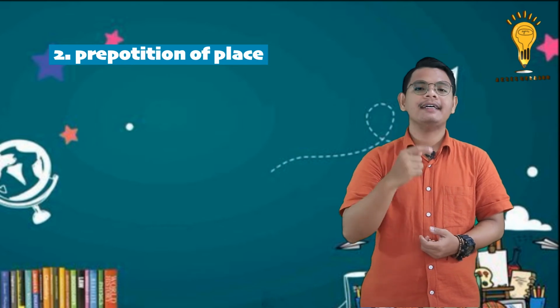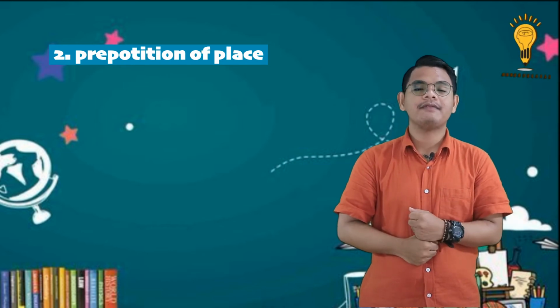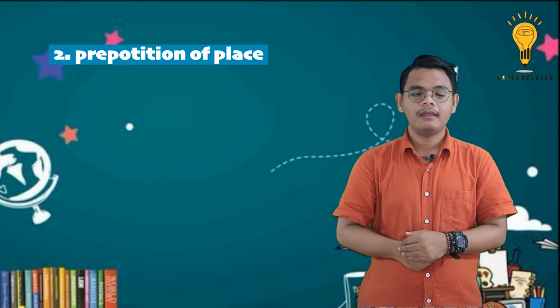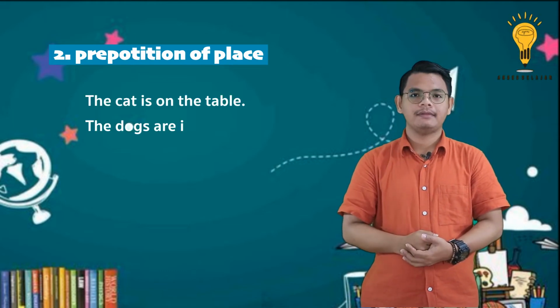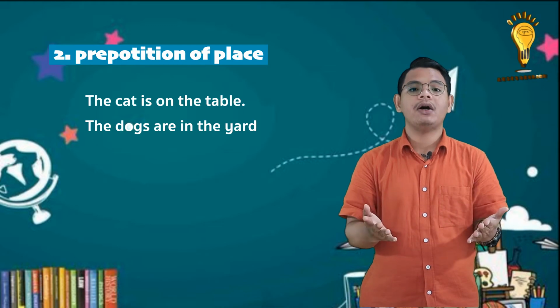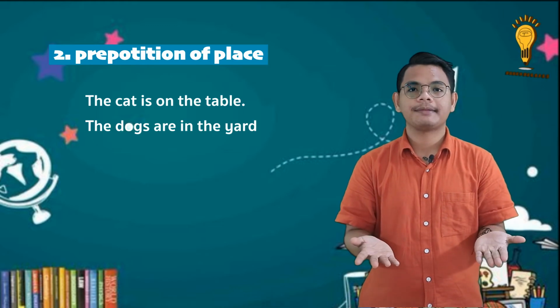So look at the examples of prepositions of place. The cat is on the table. The dogs are in the yard.